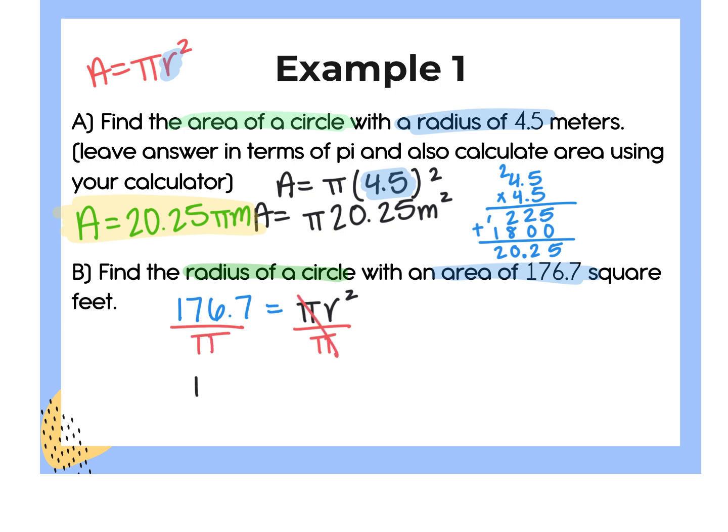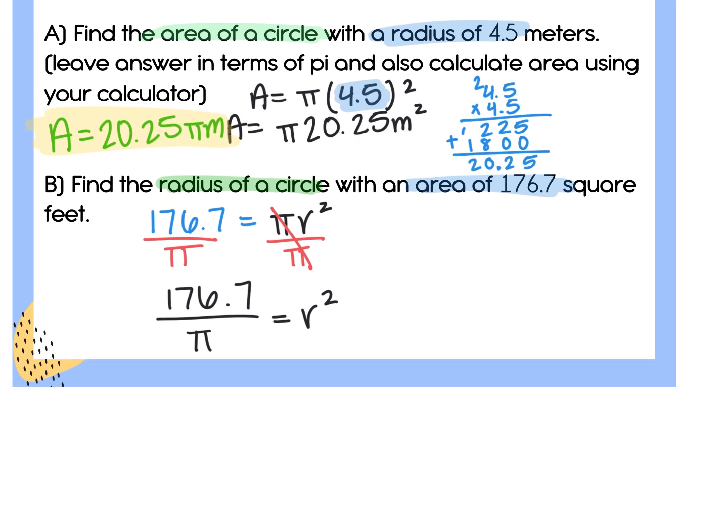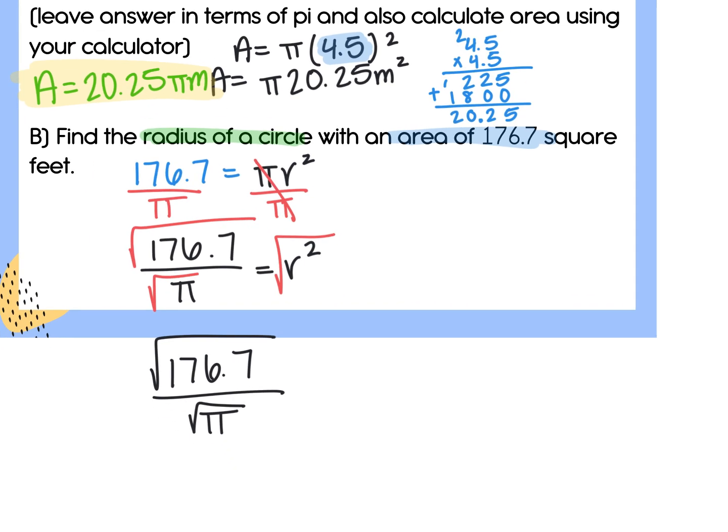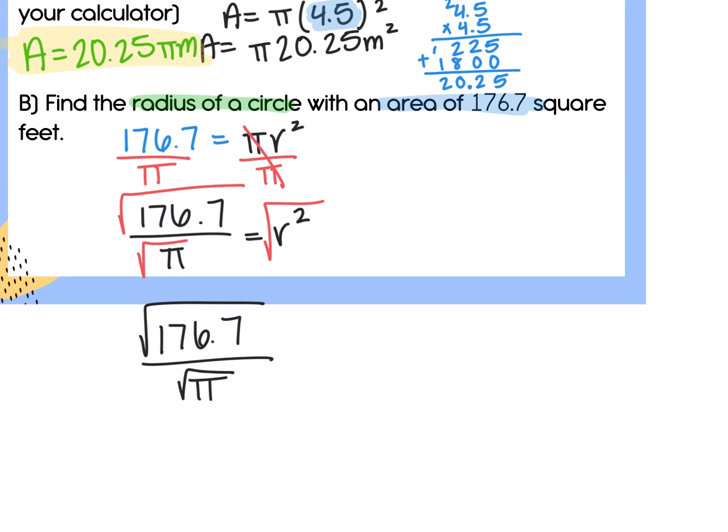So now I have 176.7 over pi equals radius squared. How do I get rid of that squared? Good, square root it. So now I have 176.7 over pi, all square rooted. Can I have a square root as my denominator? No, I cannot. So I have to get rid of it.